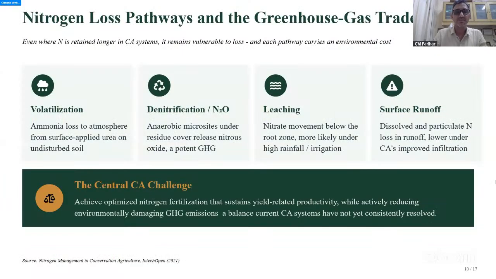So the extra or additional or lost nitrogen is not only lost, but it will also deplete our environment by increasing the greenhouse gas trade-offs, by denitrification and volatilization. That will also lead to some negative impact on our environmental conditions, so we have to take care.